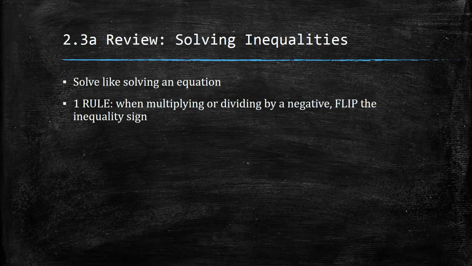So just to review some of the rules for solving inequalities. You want to solve each inequality like an equation. So wherever you have your inequality, you're going to just treat it like an equal sign. And the most important rule is that whenever you multiply or divide by a negative, you need to flip the inequality sign. And we'll have a couple of examples that show you that.